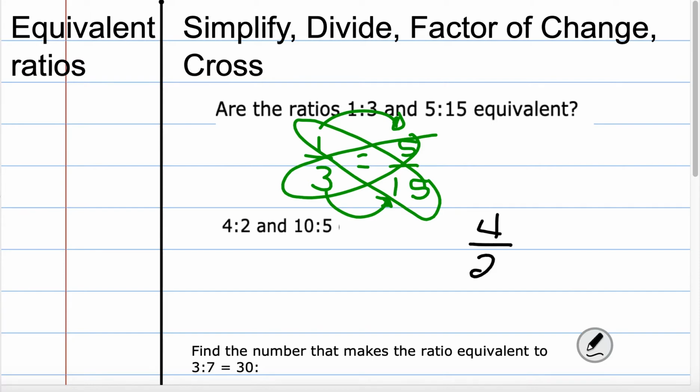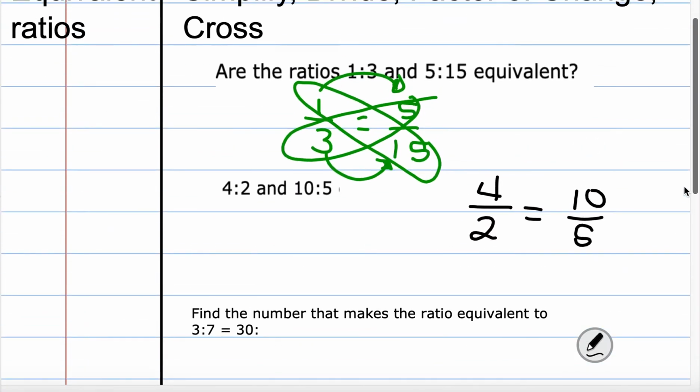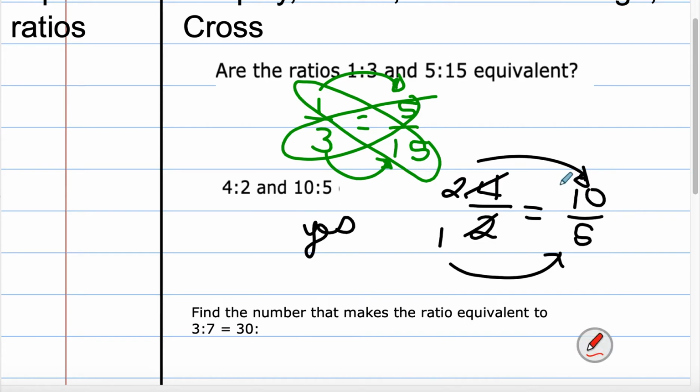Okay, so we have 4 is to 2 as 10 is to 5. I don't see a nice factor of change. I could simplify it if I wanted to, but I also could just simplify this one, which would be 2 to 1. So this would be times 5, times 5. So yes, they are equivalent. A shortcut might be to just say that's 20, that's 20, so they are the same.